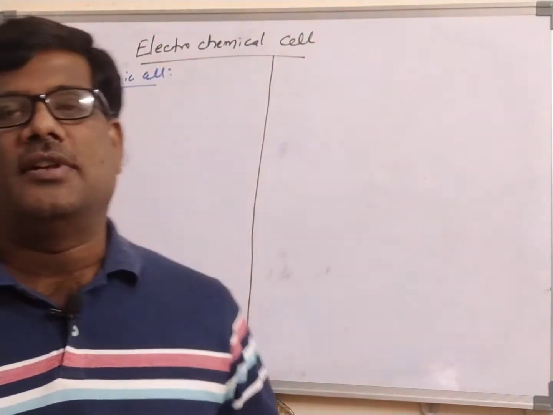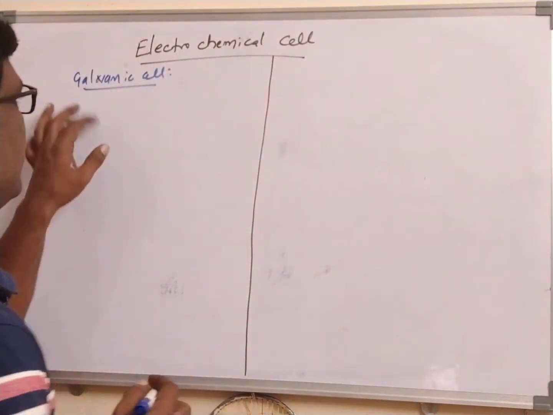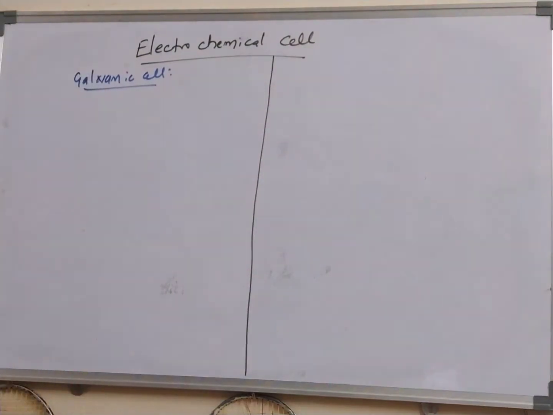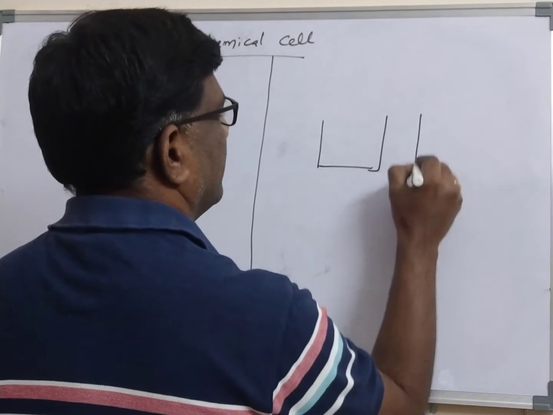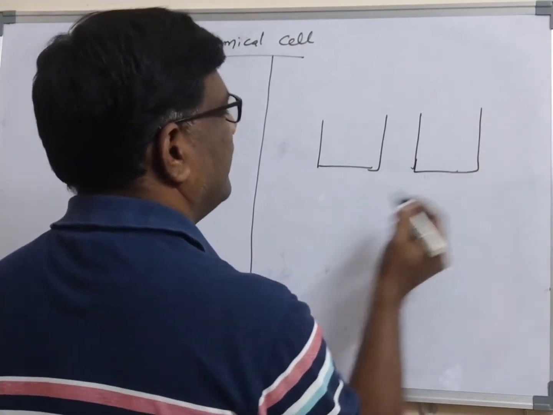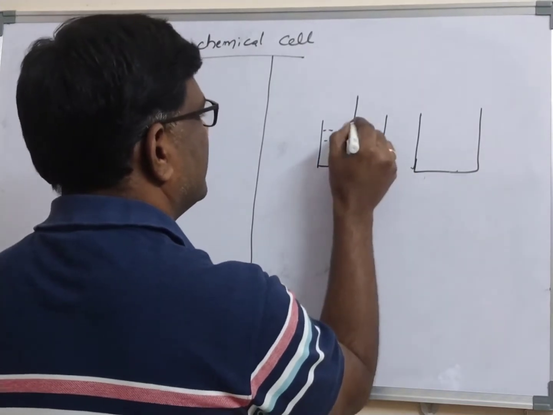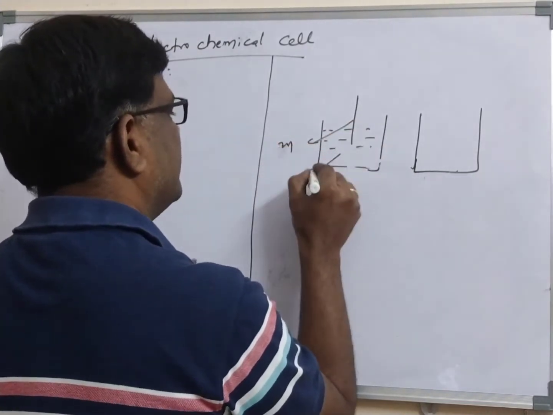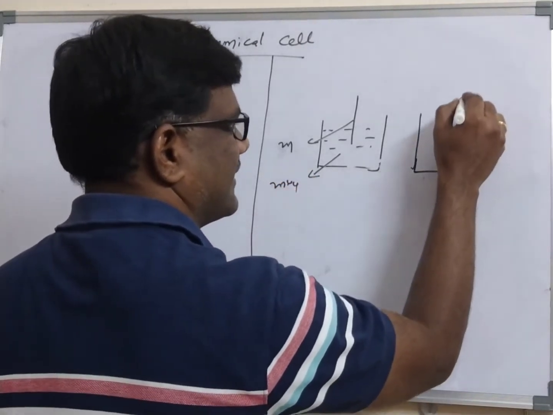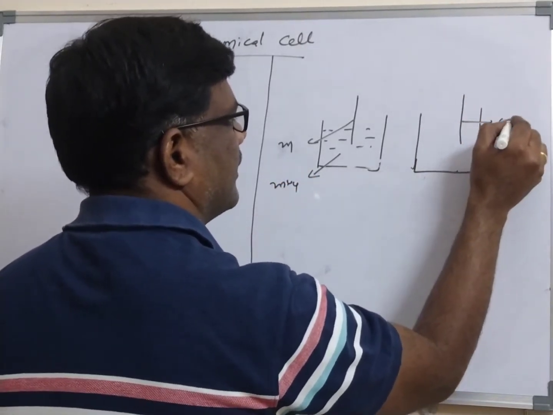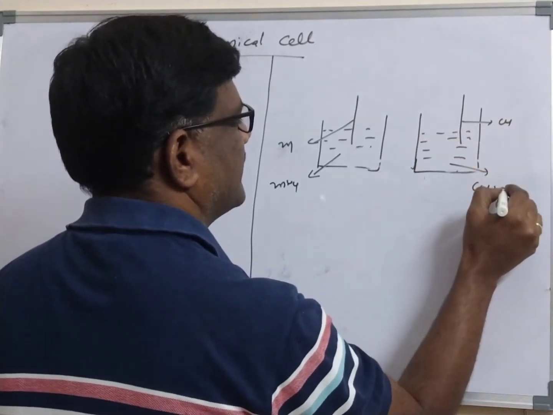So what is the galvanic cell? How is the galvanic cell constructed? Let us see here. The galvanic cell consists of two half cells, in which zinc is placed in the zinc sulfate solution. So this is a zinc rod which is placed in the zinc sulfate solution, and in the second cell, copper is placed in the copper sulfate solution.